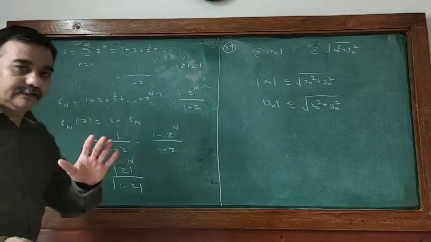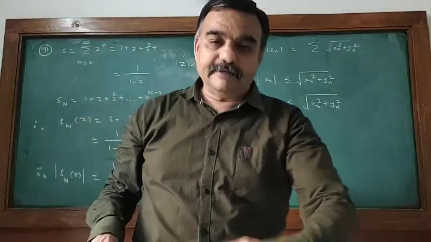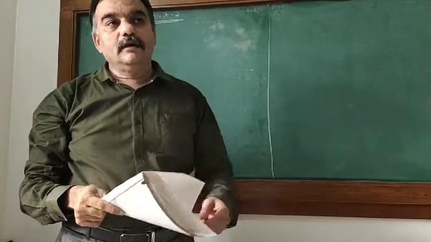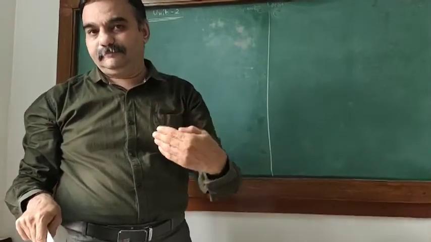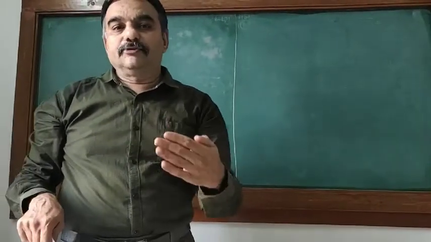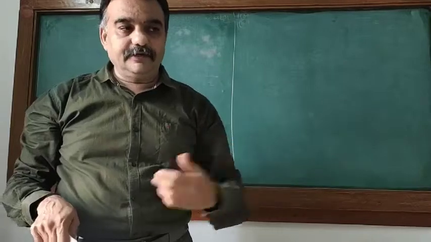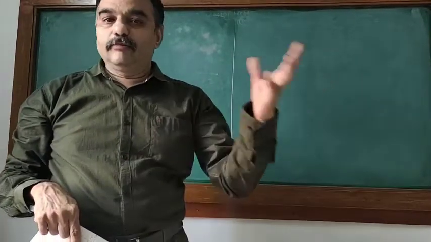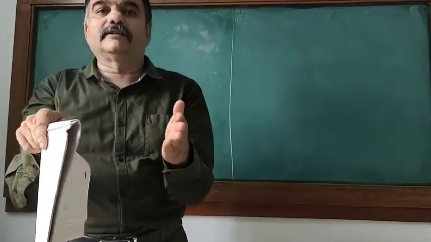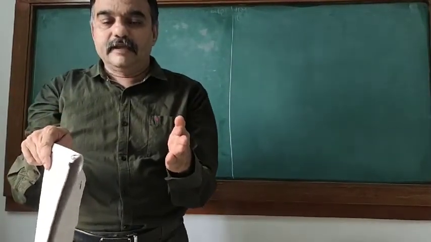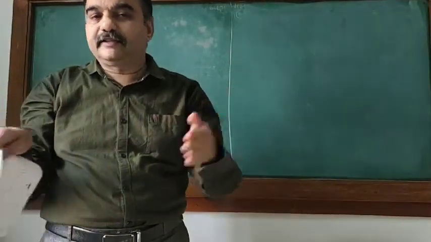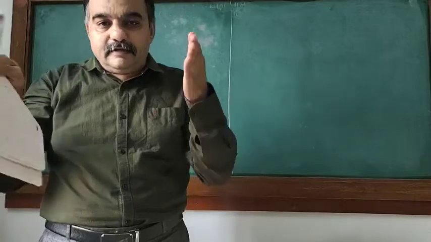Okay, with this unit 1 is over, and immediately we start with unit 2. We call this unit the CR equations, the Cauchy-Riemann equations. Cauchy and Riemann are mathematicians who have done lots of work in mathematics, but we are restricted to our syllabus. Without taking any further information about Cauchy and Riemann, I start with the second unit.